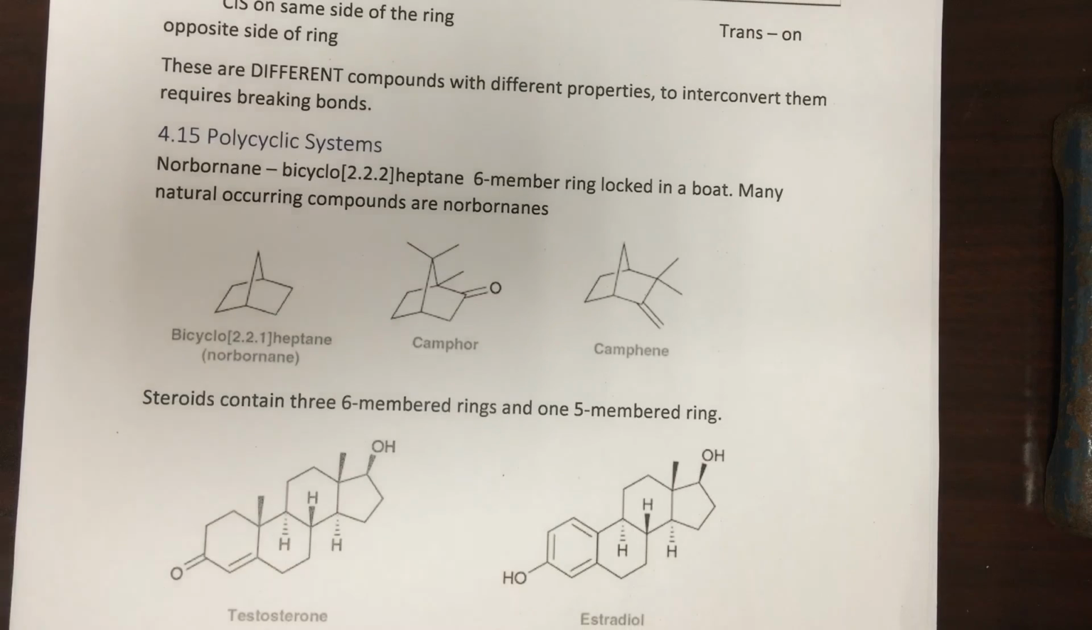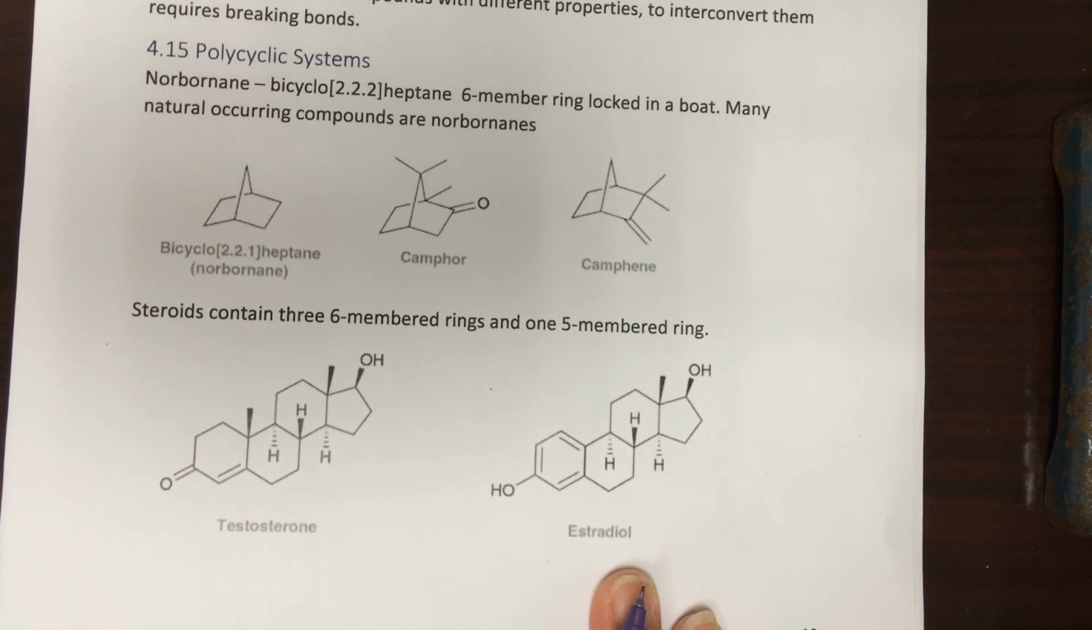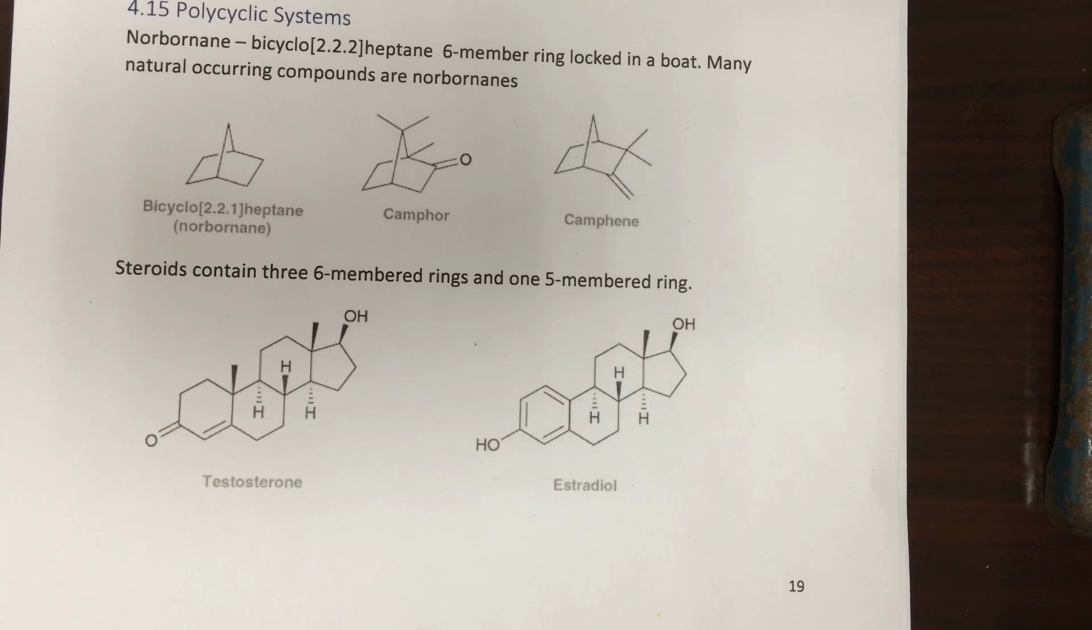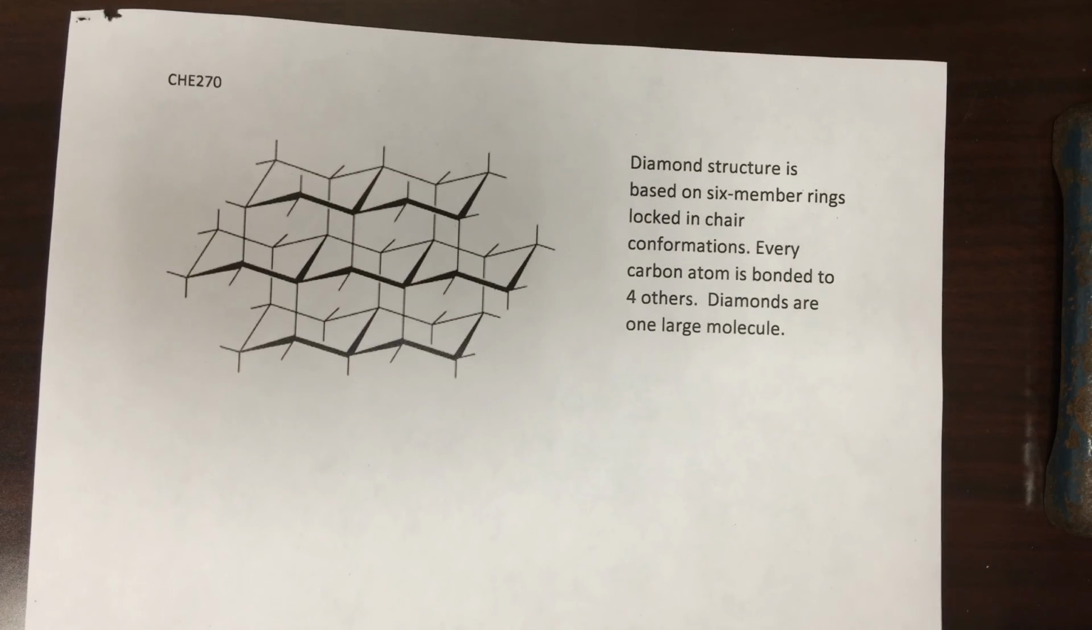Now, it's just an important aside to realize that there are many polycyclic systems. We have steroids, testosterone and estradiol, that have 6-membered rings and one 5-member ring stuck together. So many naturally occurring rings. Diamonds are based on a 6-member ring that's locked in a chair conformation. Note how stable that is. And every carbon is bonded to 4 others. So diamonds are just one big, large molecule. That's why they're so hard.